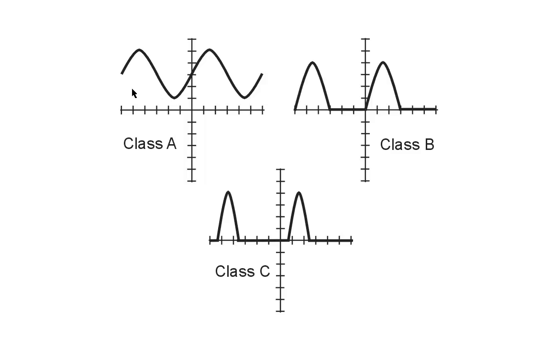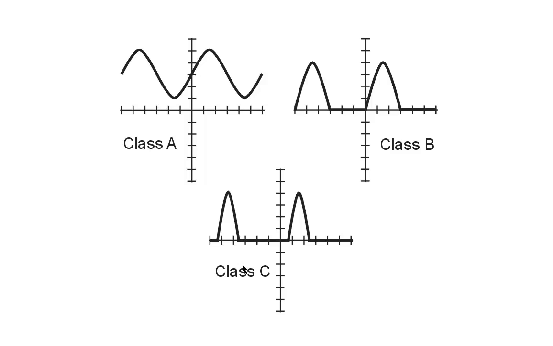In class A operation, output current flows in the collector or drain or plate part of the circuit for 100% of the input cycle. We have here on the vertical axis relative current, here time going from left to right. Class B, current flows for half of the cycle. Class AB1 and AB2 are intermediary between these two situations.